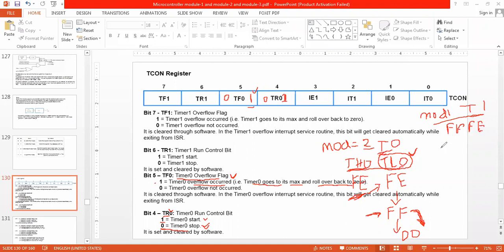So now what I have to do? I have to start timer 1, no? Then I have to write TR1 equal to 1. Then what will happen? It starts counting from the present value to the next value. What will be the next value? The next value will be FF.